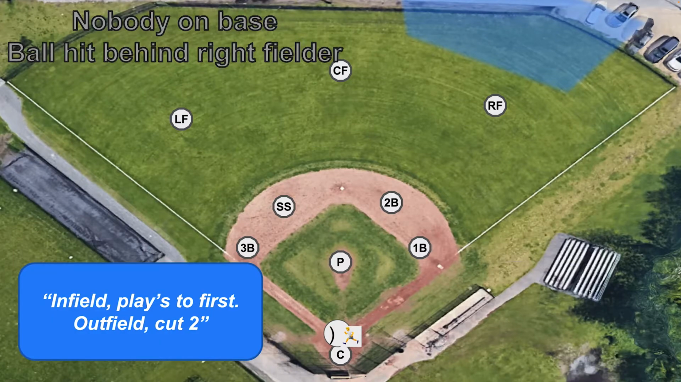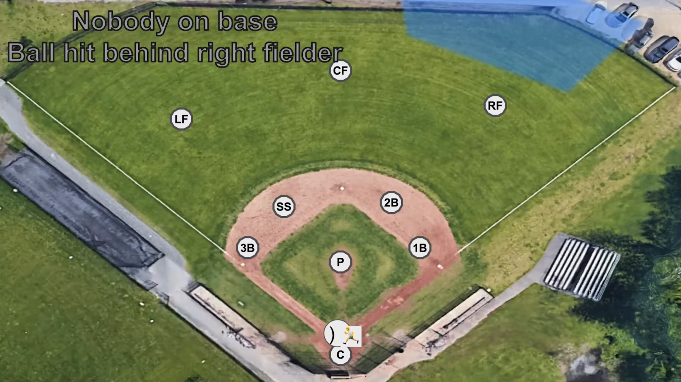Again, before the pitch is made, nobody knows where the ball is going to be hit. So you have someone on this team still yell, "Infield plays the first, outfield cut 2." Ball gets hit, gets past the right fielder. Now, again, now you know it's not cut 2 anymore. So this is what happens when it gets deep into that outfield.